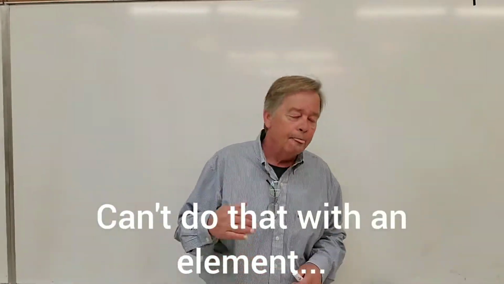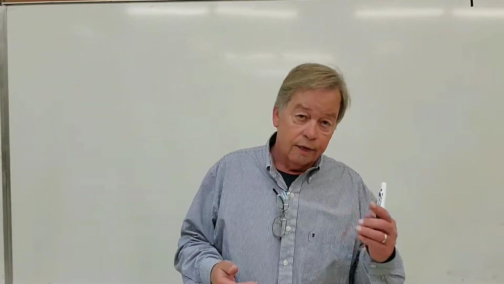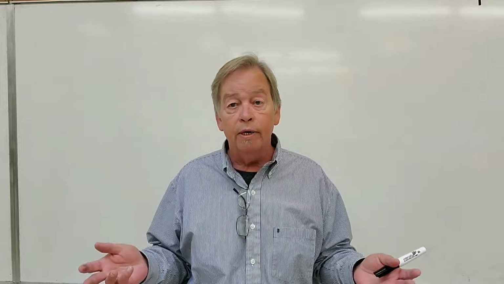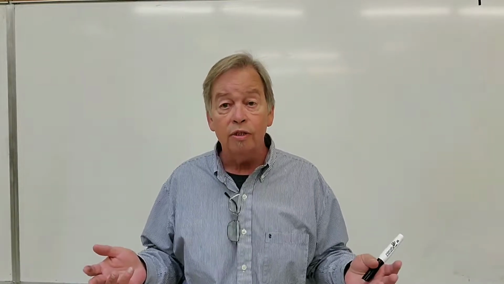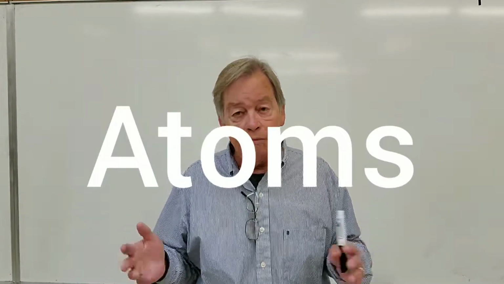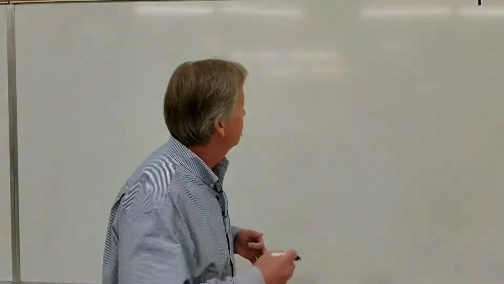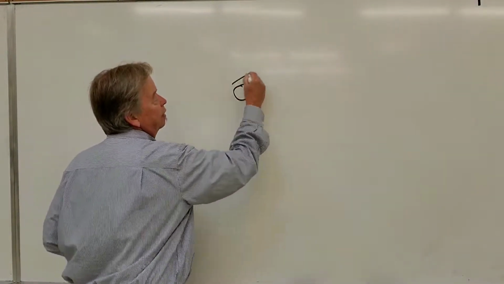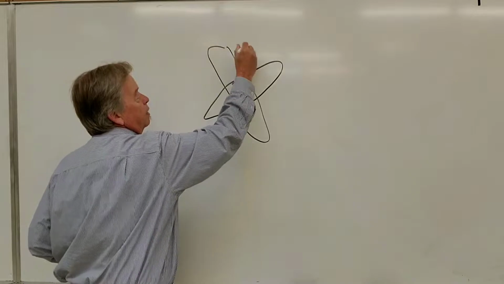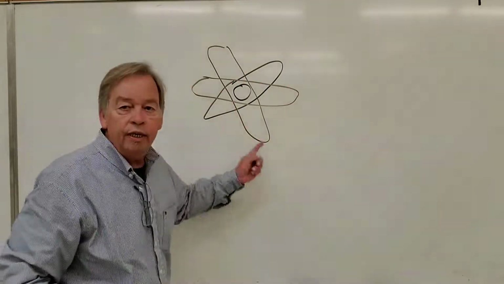We can't do that with an element, only a molecule. So what we're looking at is matter being made up of molecules and elements. Well, what are molecules and elements made up of? Well, molecules and elements are made up of atoms. Now, atoms, and y'all have seen representations of atoms. You know, basically, it's got a center section, and it has these things that are orbiting around it. You know, we've seen this type of diagram.